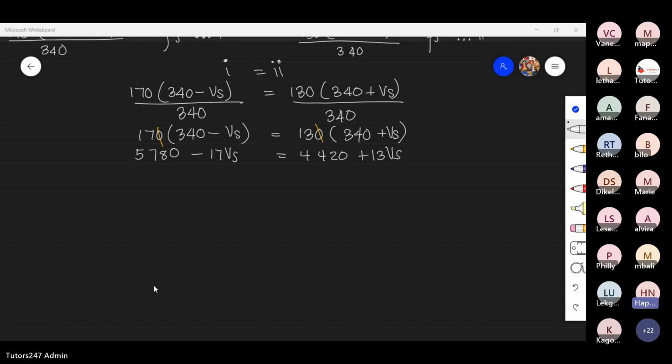Sir, why did you cancel out the zeros there? So I cancelled out the zeros to give myself smaller values to work with. If you were dealing with bigger values, values that have a lot of digits or a lot of zeros, it increases the chances of you making an error. So all I did was I basically just divided by 10. That's just cancelling out on both sides.